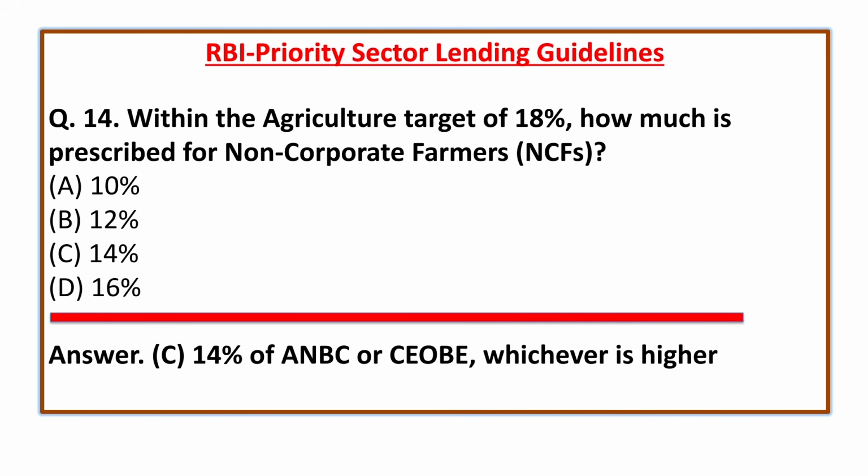Question 14. Within the agriculture target of 18%, how much is prescribed for non-corporate farmers, NCFs? A. 10%, B. 12%, C. 14%, D. 16%. Answer. C. 14% of ANBC or CEOBE, whichever is higher.